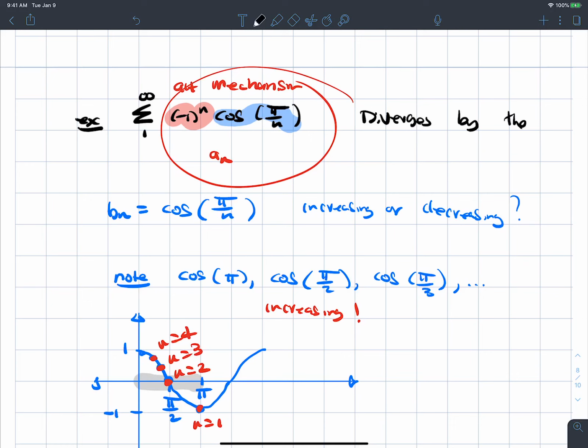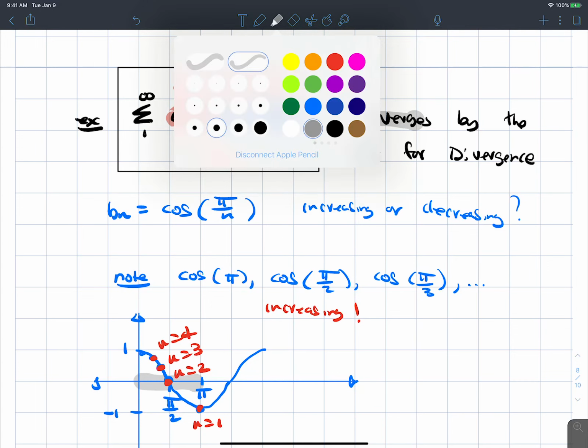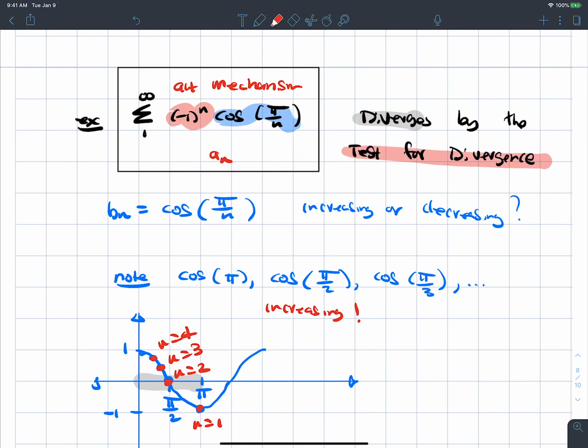by the test for divergence. This diverges. And so, ladies and gentlemen, diverges. More importantly, what's the reason? What's the justification? Test for divergence.